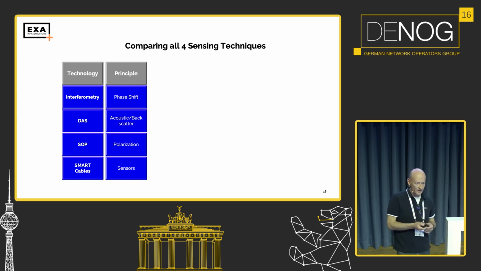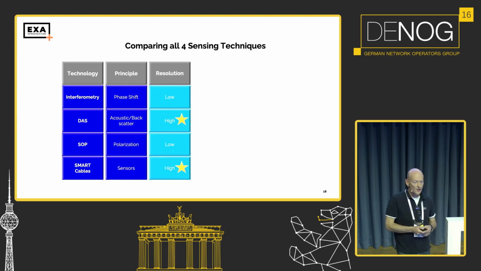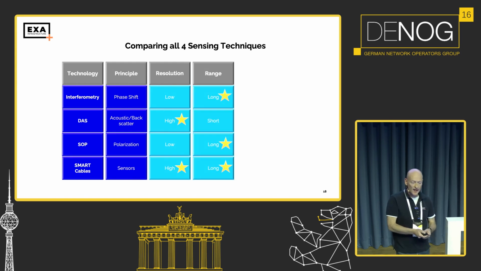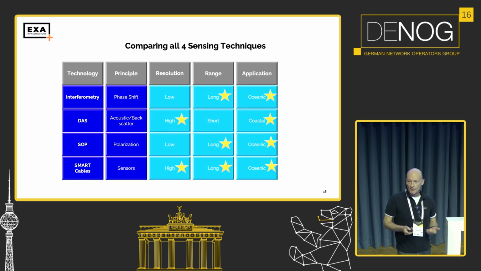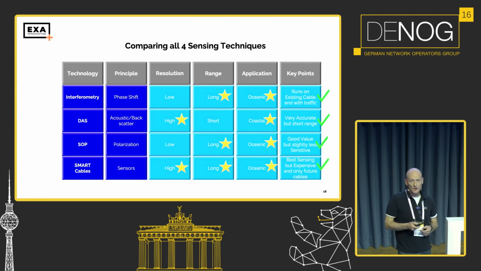So, quickly comparing the different methods. On resolution, DAS and smart cables have the best resolution. On range, they all have long range except for DAS, but they all do have their own application, DAS being coastal and the others being oceanic. They do all have their own distinguishing features.